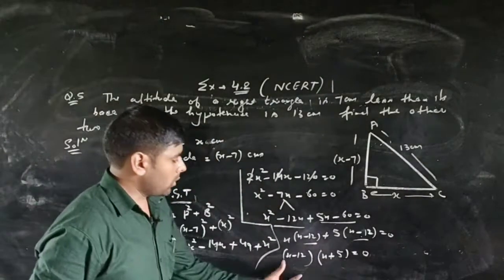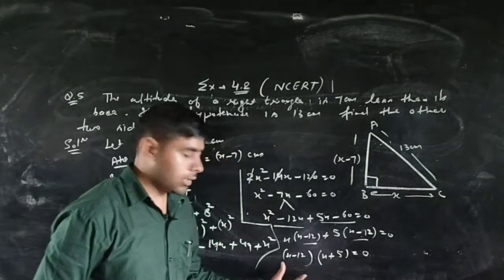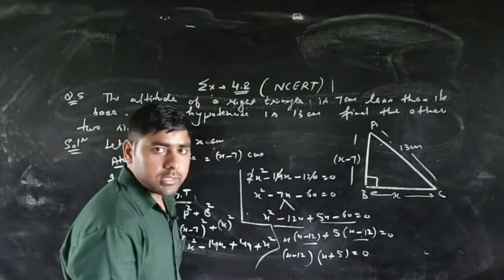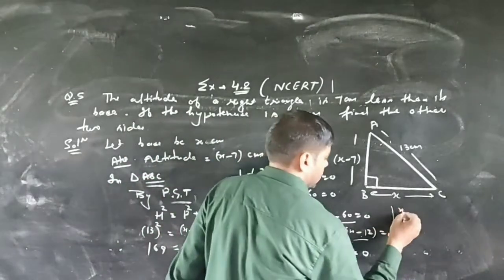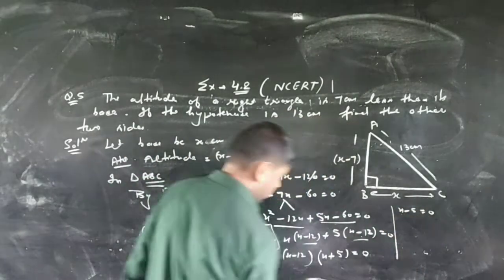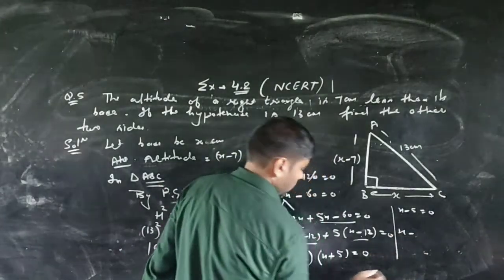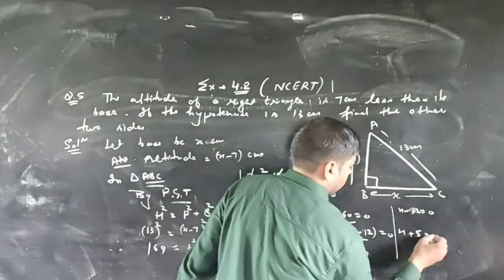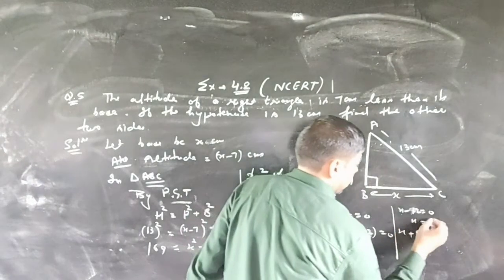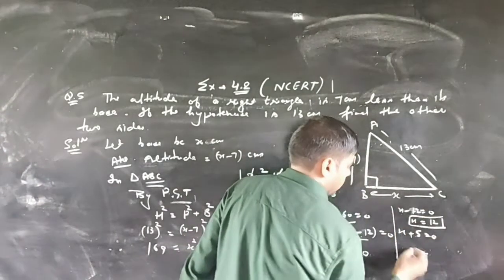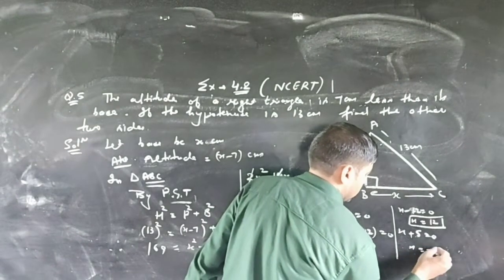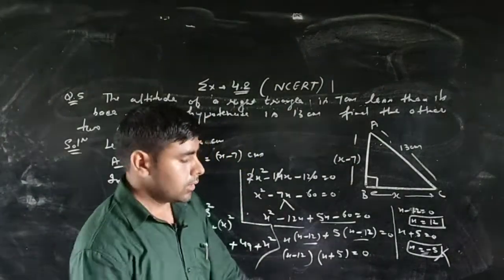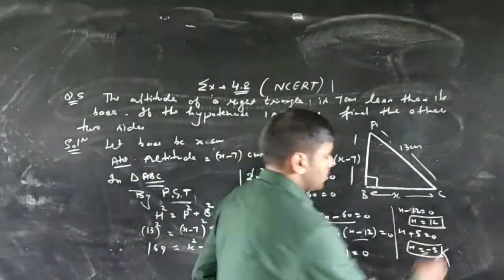The product of two numbers is equal to 0. Either this equal to 0 or this equal to 0. x minus 12 equal to 0 or x plus 5 equal to 0. From here x equal to 12 and from here x equal to minus 5. This length can't be negative, so neglecting this, x is equal to 12.